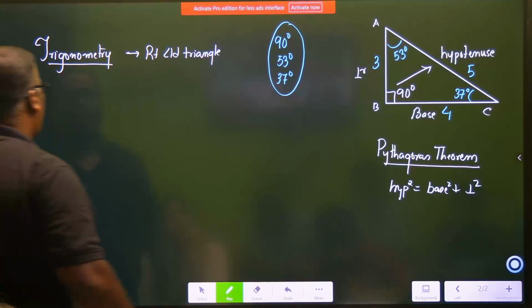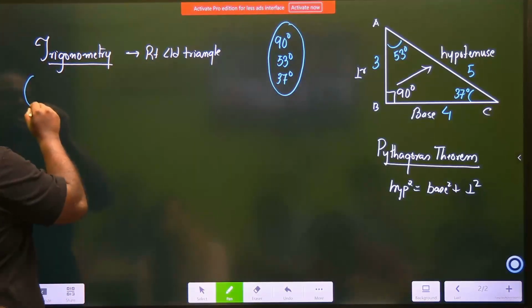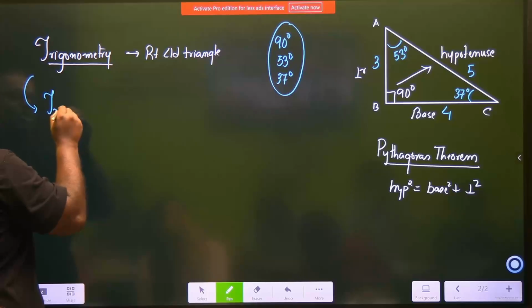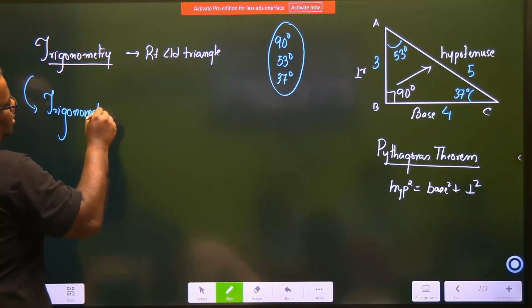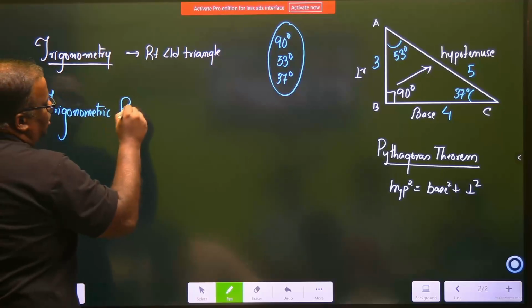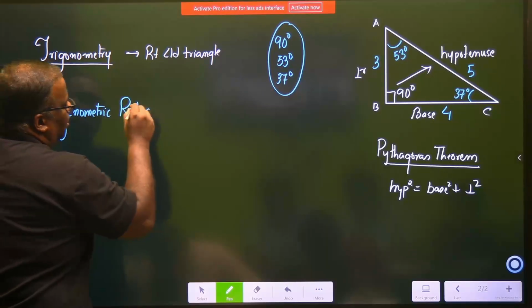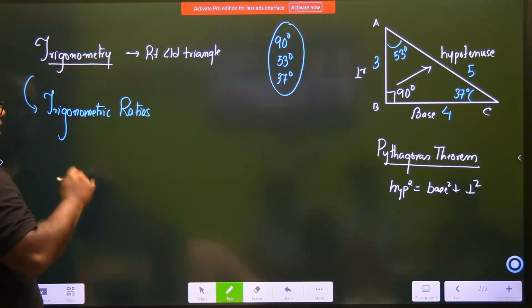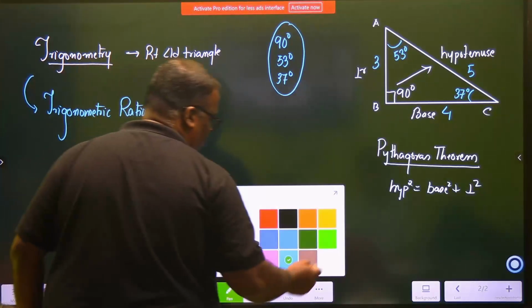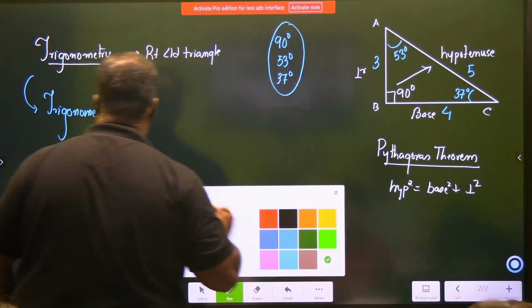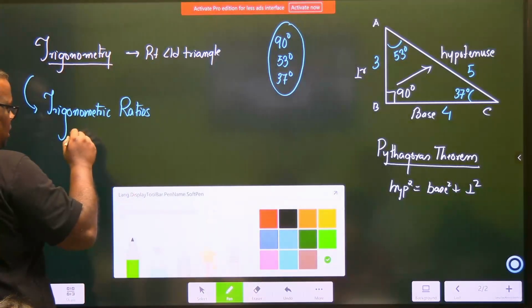In our trigonometry, we actually study trigonometric ratios. There are 6 trigonometric ratios which we will study. Our aim will be to cover all 6 today as far as possible. So the 6 are written in this manner.